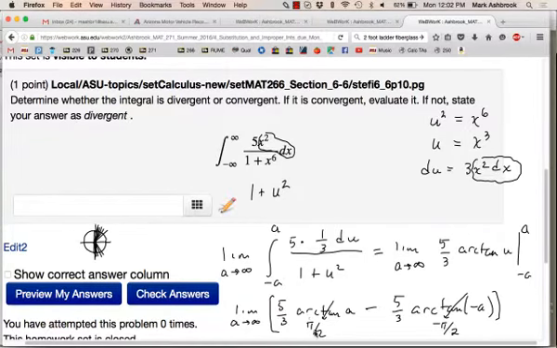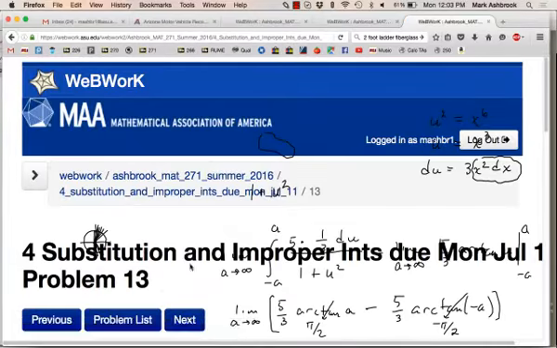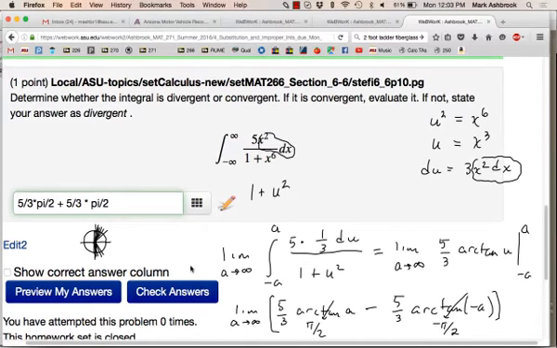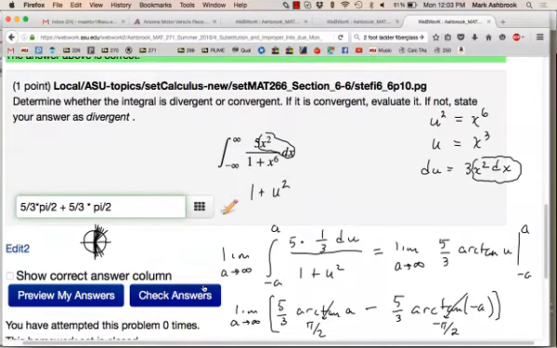So we get 5/3 pi over 2 plus 5/3 pi over 2. It's going to be the total accumulation of this thing from negative infinity to infinity. So we're going to get 5/3 times pi over 2 plus another 5/3 times pi over 2. Okay, so I talked through that fast. If I lost you, please ask. Did I lose you anywhere along the way there?